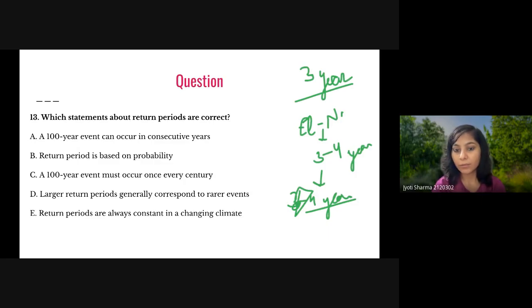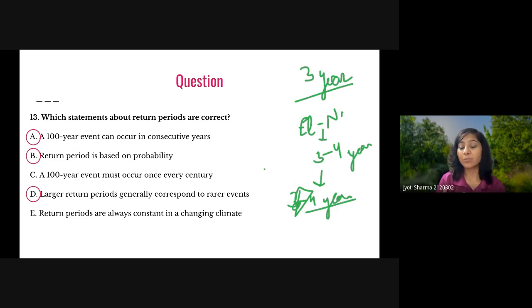So I got the answer. This is ABD, but not ABC. Let me explain how. A: a 100-year event can occur in consecutive years. As I told you, we can say that drought can happen every 3 to 4 years, but it can also happen that drought is happening back to back. So your 100-year event can also occur in consecutive years.